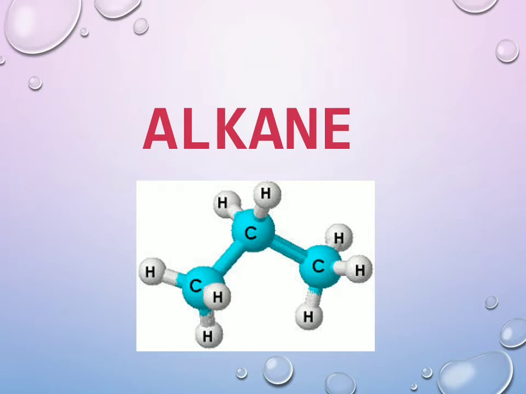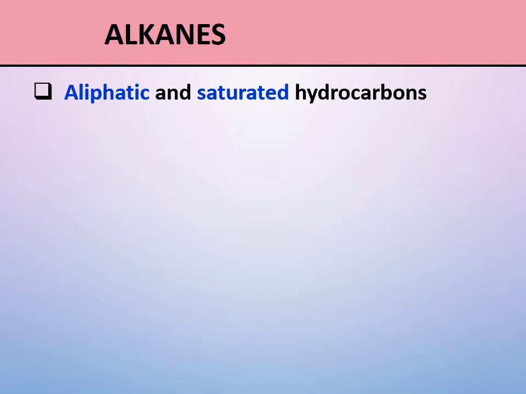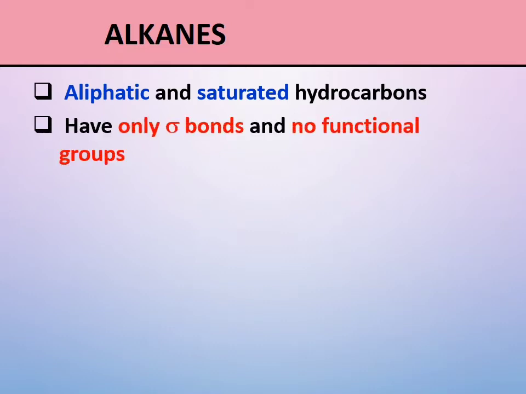Today, I'm going to guide you on the steps on how to give an IUPAC name to the alkane compound. So alkane is a hydrocarbon which is made of hydrogen and carbon atoms only. And there's no functional group in alkane compound. Alkane is an aliphatic and saturated hydrocarbon. It only has sigma bonds and has no functional groups.